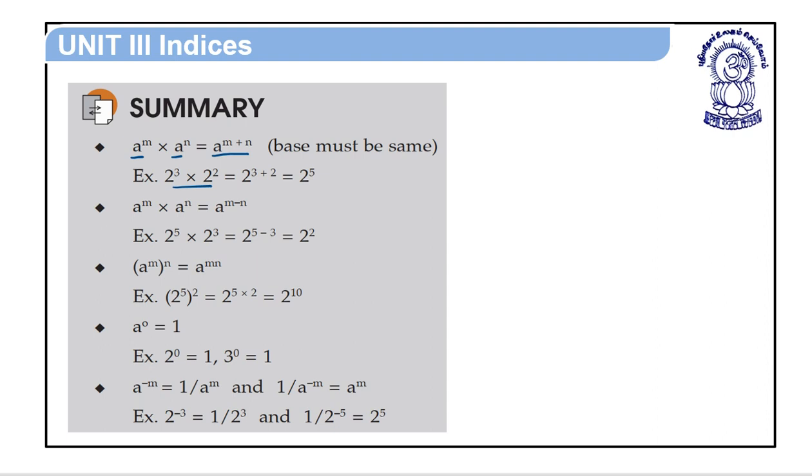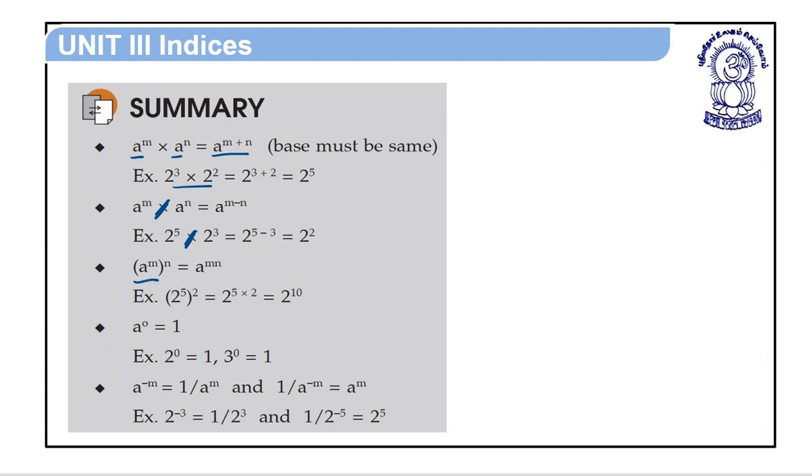In the same way, there is one mistake here: a raised to m divided by a raised to n is a raised to m minus n. So 2 raised to 5 divided by 2 cube is equal to 2 raised to 5 minus 3, because there is division, is equal to 2 square.